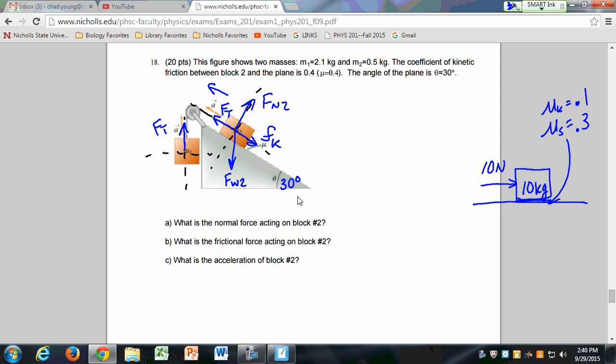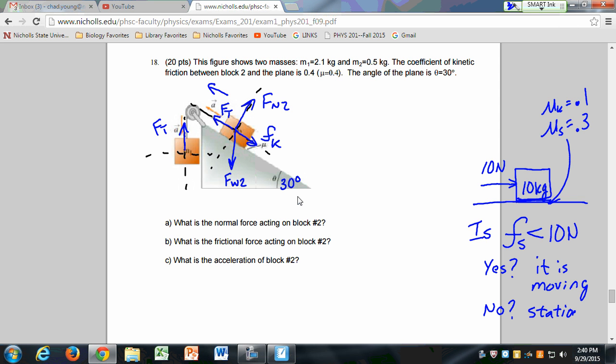Right. So let's say I have this object and I'm pushing on it with a force of 10 newtons. I could have a couple scenarios, right? I could have that 10 newtons is big enough to overcome the static friction, in which case it will move, or it's not big enough, in which case I'm just sitting there pushing and I'm not overcoming the static friction. So what you want to ask yourself is, is the static frictional force less than 10 newtons? If it is, it's moving. If it's not, it's stationary.